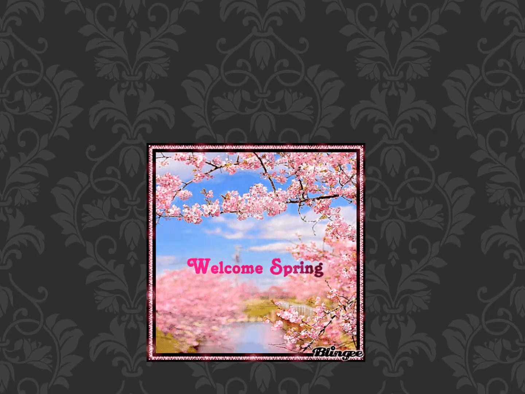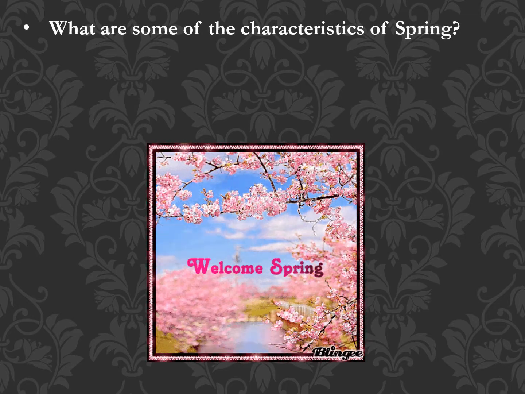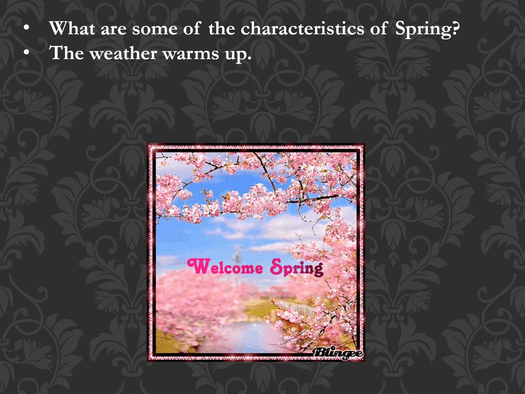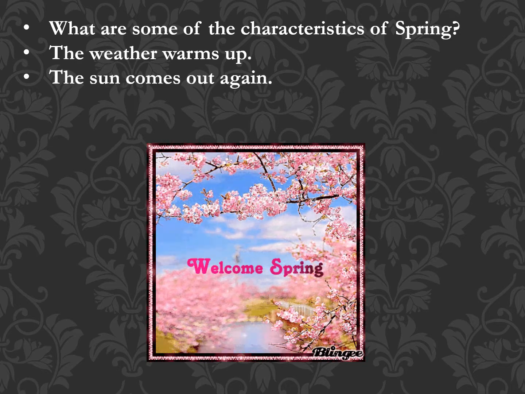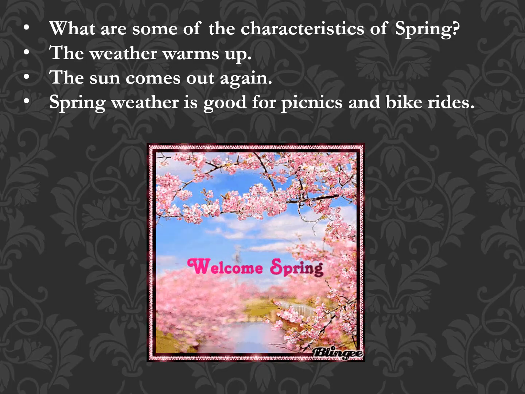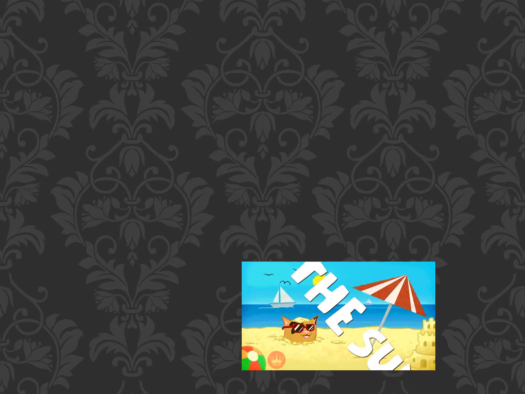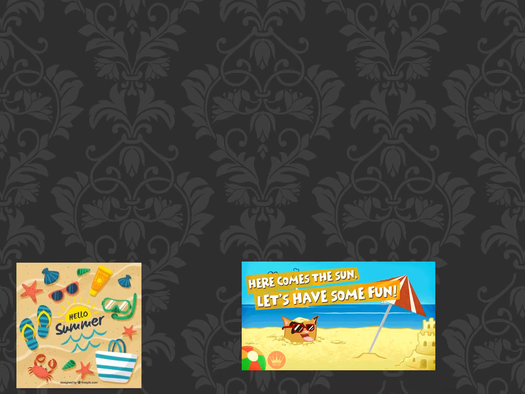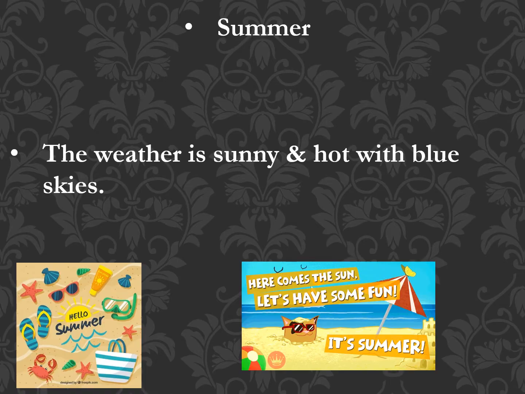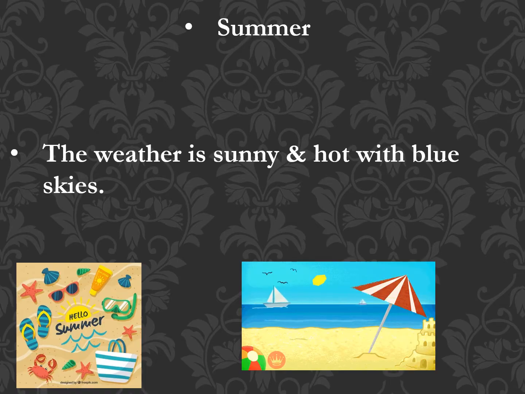And let's talk about spring now. What are some of the characteristics of spring? The weather starts to warm up. The sun comes out again. Spring weather is good for picnics and biking. Now, we talk about summer. The weather is sunny and hot with blue skies.